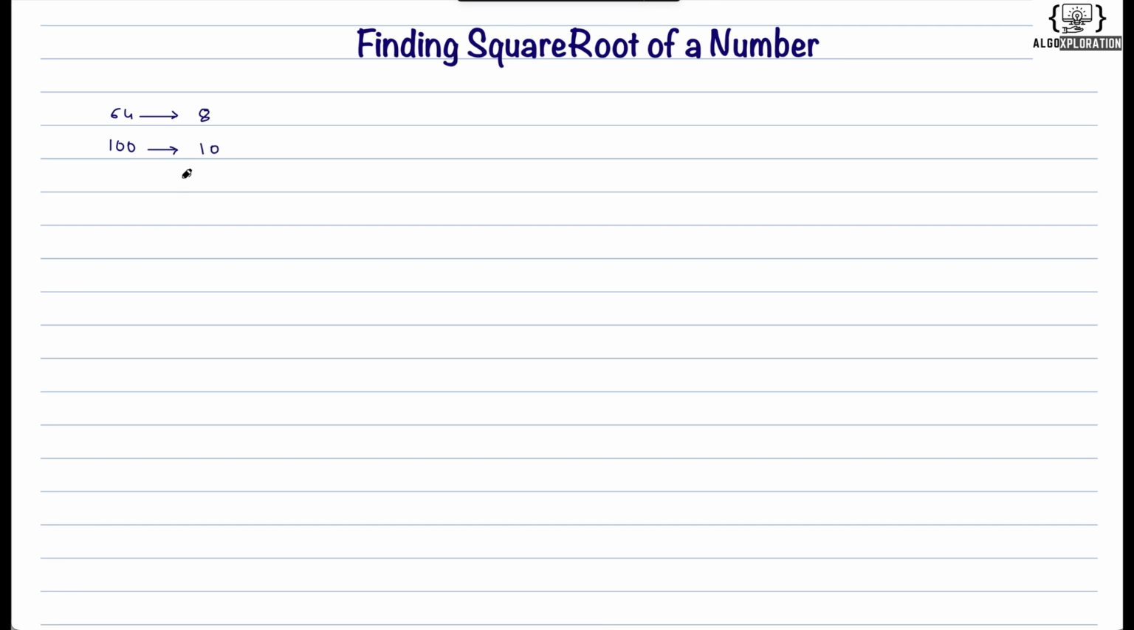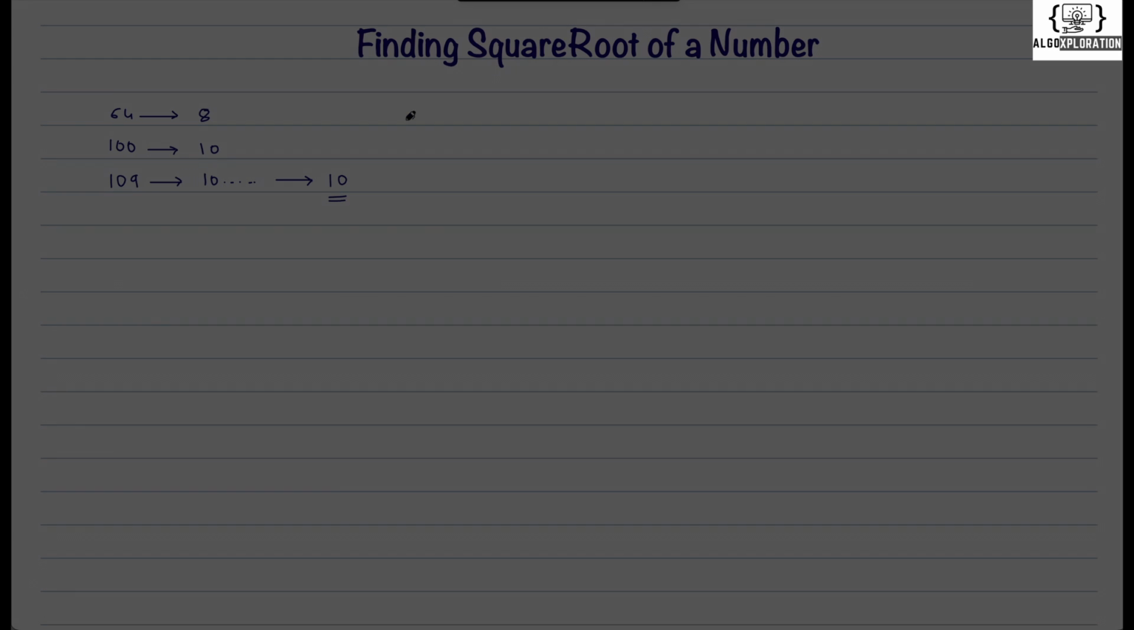Now in the question they are saying that if a number doesn't have a perfect square root, then we have to return the floor value of that. So let's say I have a number like 109. If I try to find the square root of this number, it turns out to be 10 point something. So I have to return the floor of this number, which is 10. I believe you got the question.